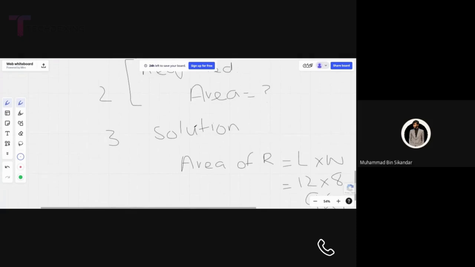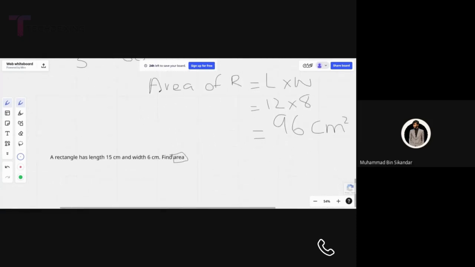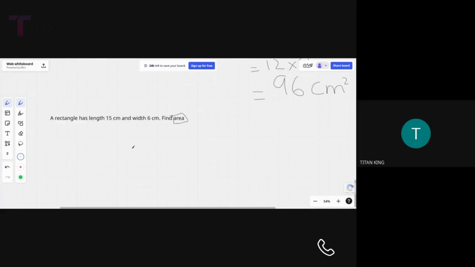Okay. Second is also done. Third is the solution. Work out the solution and tell me the answer. Area of rectangle is equal to L multiplied by W. We have 15. We will multiply it by 6. 6 fives are 30, plus 60, very good. We'll get to the 90. But still this is incomplete.